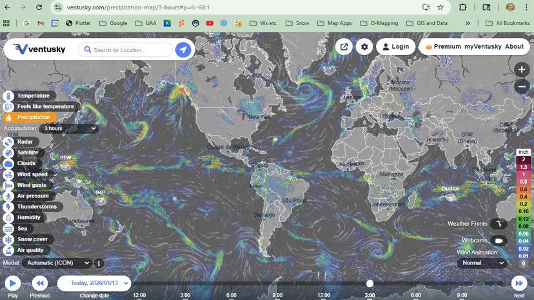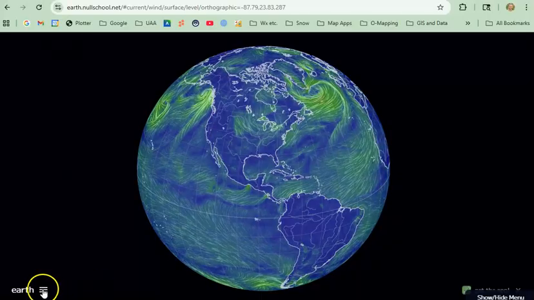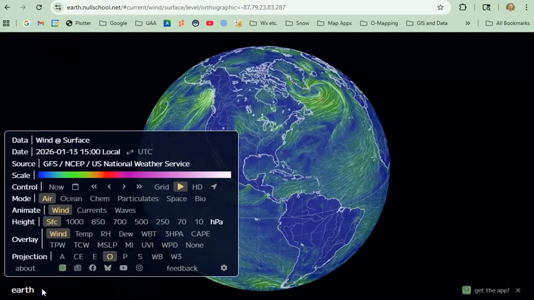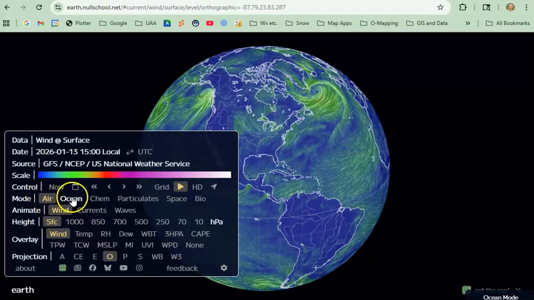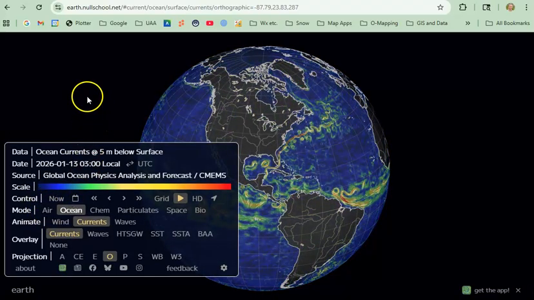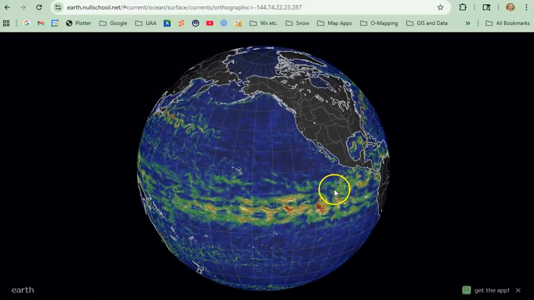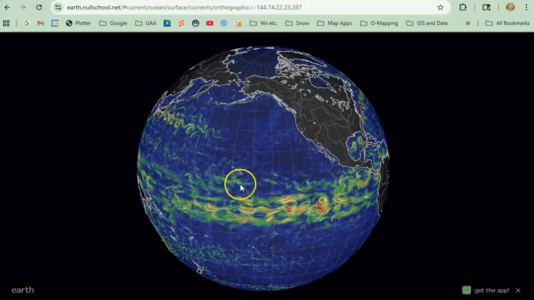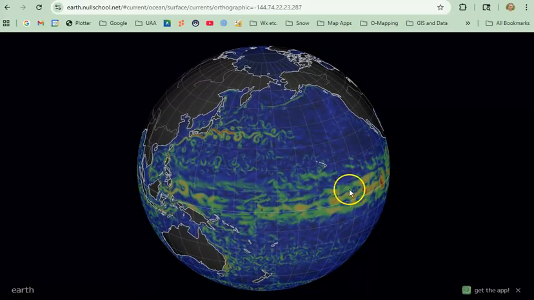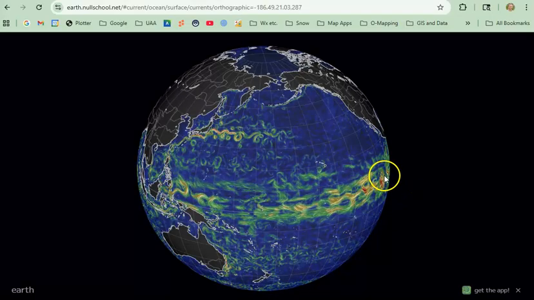We can change back to Earth null school right here, and we can turn on the menu, and we can change the mode from air to the ocean, and then hit the escape button to get rid of that menu, and we can see the ocean circulation patterns as well. And what you'll notice is that the ocean circulation patterns are not quite as clear, but there tends to be a movement of water from the east towards the west in the Pacific. It strikes in this area, forms a stream that then comes back down across this way.